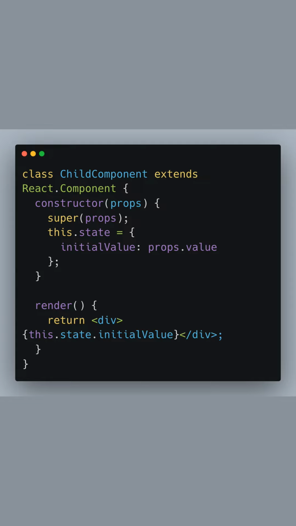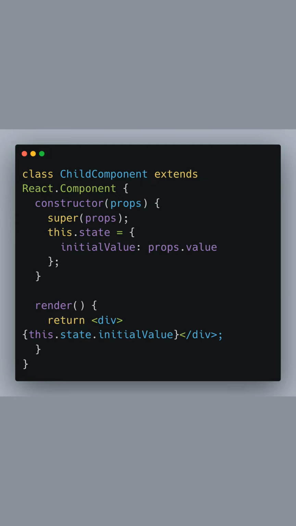Let's start by looking at a class component in React. In the constructor, we call super with props, which is necessary when extending another class. We then initialize the component's state by setting a property named initialValue to this.props.value, which is a value received from the parent component when it renders this child component.